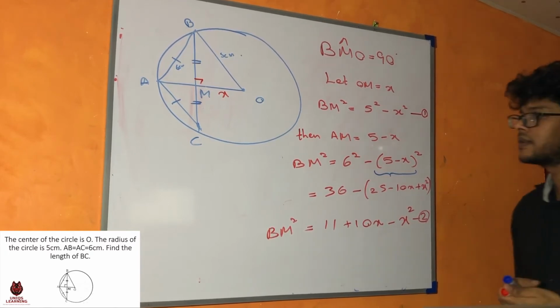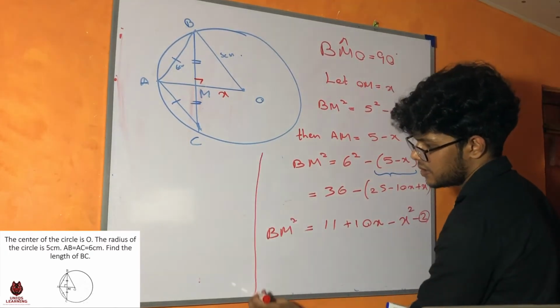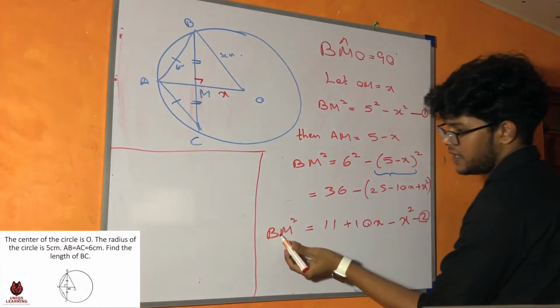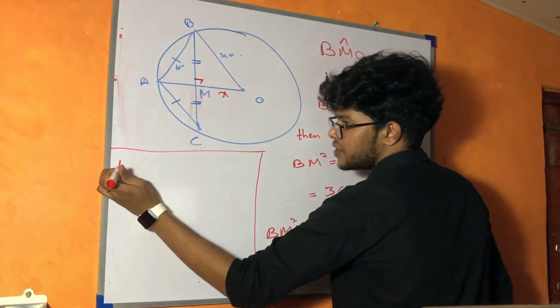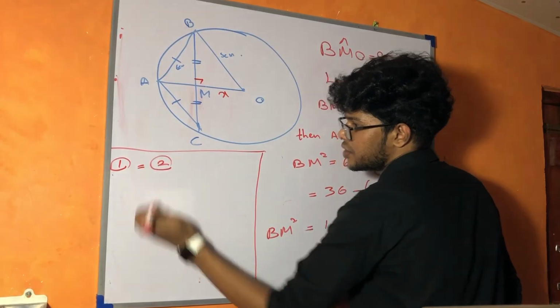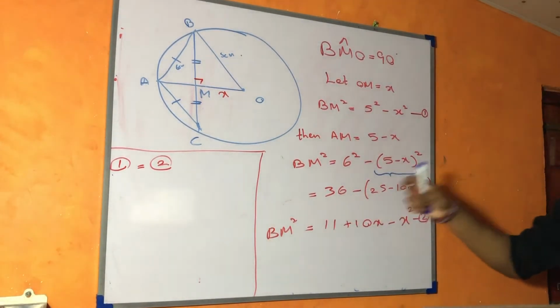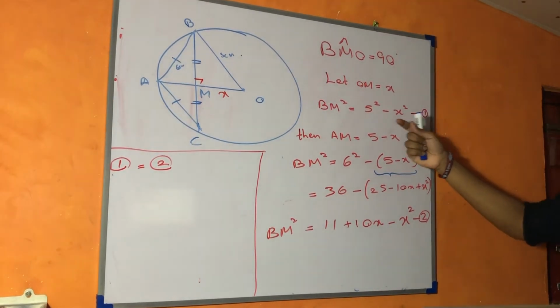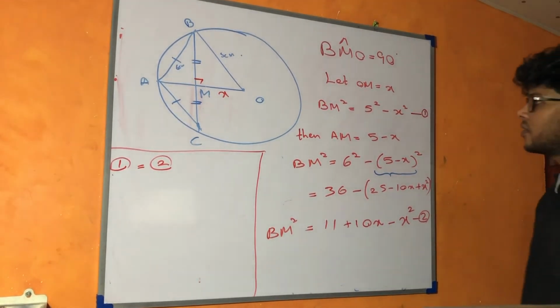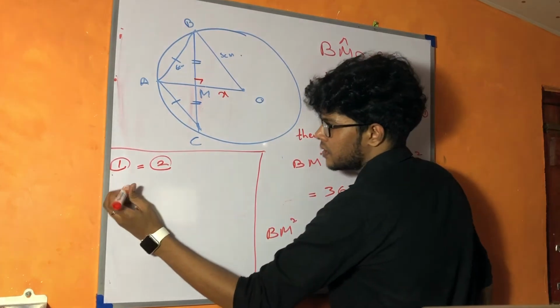You can write, I will write here. You can write equation 1 is equal to equation 2. Why? This is also Bm squared, this is also Bm squared, right? So I will try to find x first. So it is going to be equal to this one.